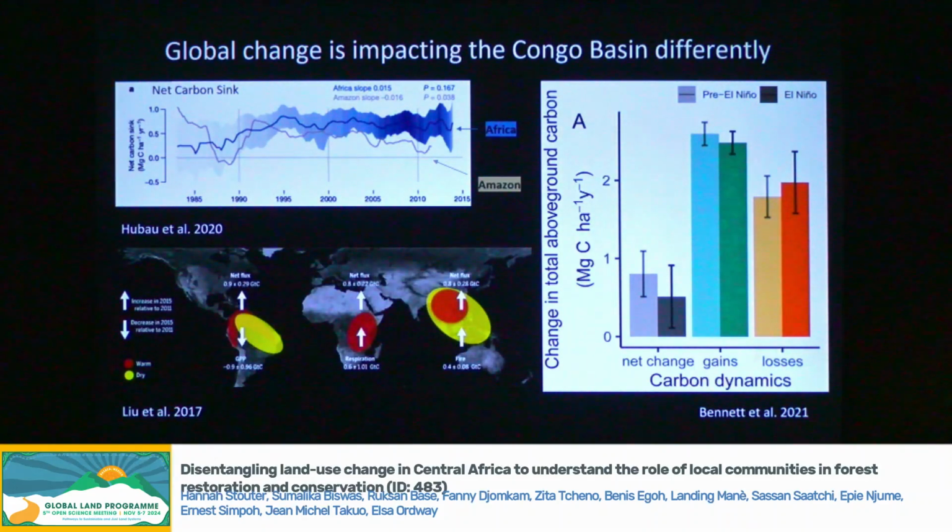Similar work was done to look at the impact of the 2015-2016 El Niño using spaceborne remote sensing data, and this research did find that across the tropics there was a temporary carbon flux, so all those carbon stocks reversed, but that the drivers of that change varied across each continent, each tropical basin. And so we're seeing that the impacts of global change are actually differing in the tropics, and the Congo Basin in particular may be responding differently.